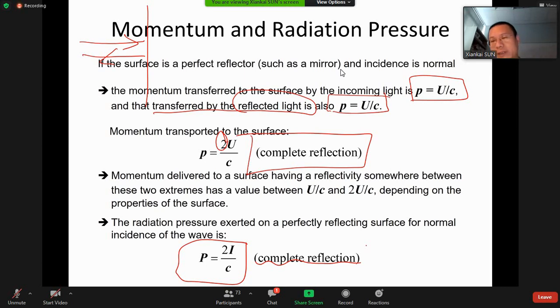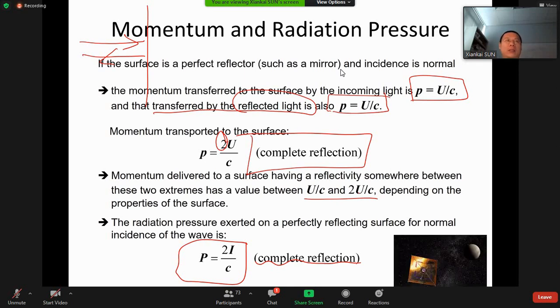In the most general case, you would have neither a perfectly reflecting surface nor a perfectly absorbing surface. So usually the momentum is between 1 U over c and 2 U over c, and the radiation pressure is between 1 I over c and 2 I over c.